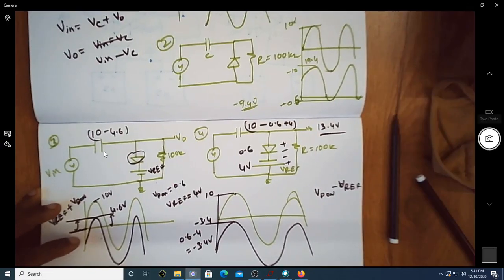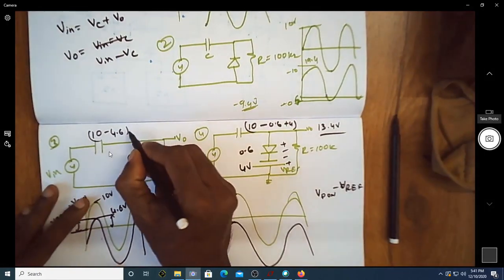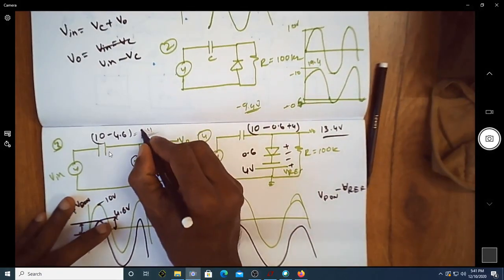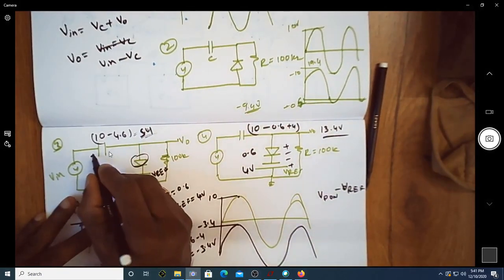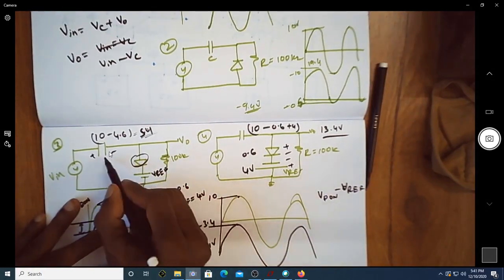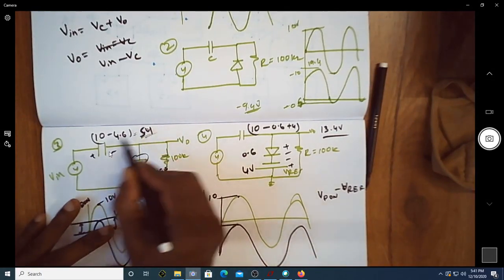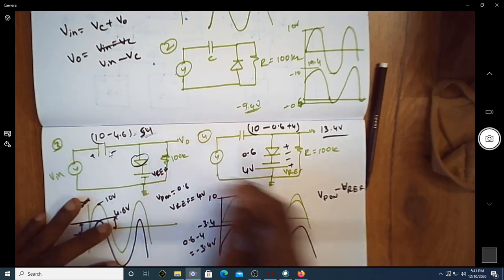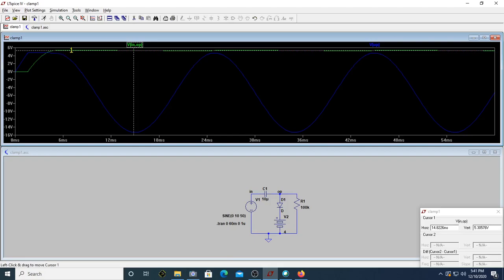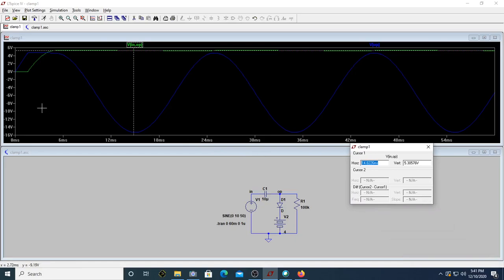As per this, we are supposed to have 10 minus 4.6, which is 5.4 volts. This is the voltage that the capacitor will hold for almost the entire period. Because of this resistor, it slightly reduces. Otherwise, it is 10 minus 4.6, which is 5.4 volt, which will be held almost constant here. Can you see it's almost constant? This is almost 5.3 to 5.4 volts.